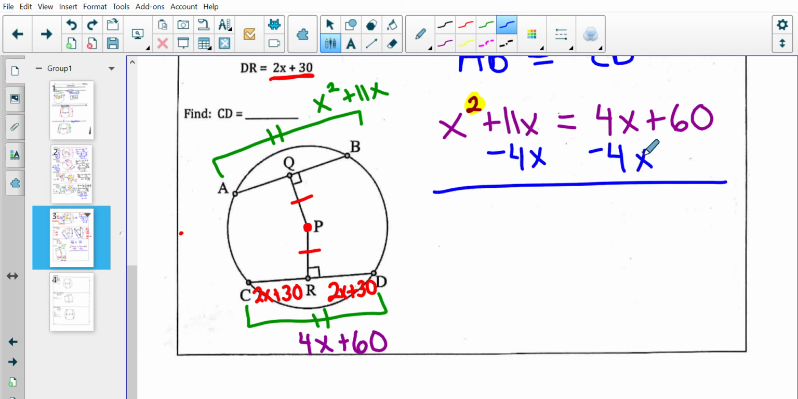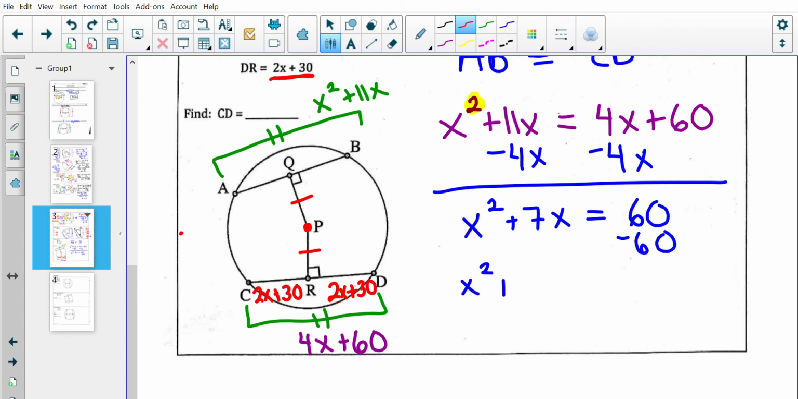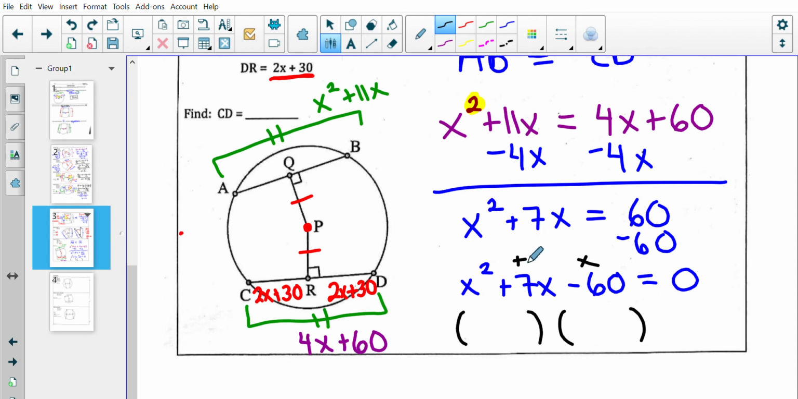I need to set this whole thing equal to 0, so we're going to have x squared plus 7x equals 60. I'm still not done. In order to factor, we need it to equal 0, so now I'm going to subtract that 60. So we're going to have x squared plus 7x minus 60 is equal to 0. Now we are able to factor. So remember, I need two numbers that multiply to a negative 60 and add to a positive 7. What are my numbers? It's going to be x plus 12 and x minus 5.